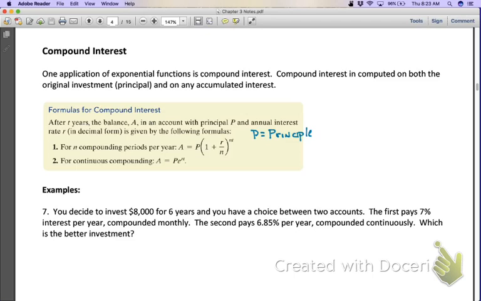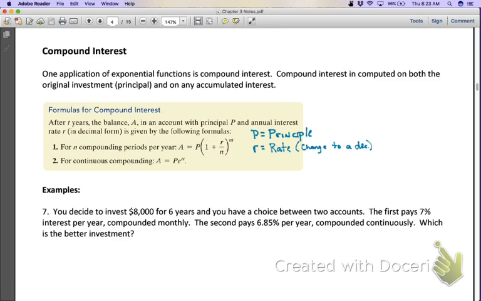Then you have your r, which is your rate. You will probably have to change it to a decimal. Okay, remember, whenever we change it to a decimal, we have to move the decimal place back 2 places, depending on the value that you're given.